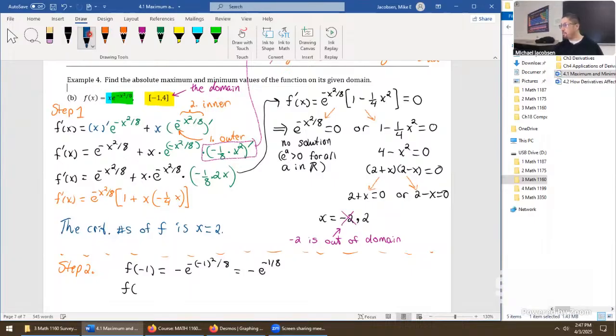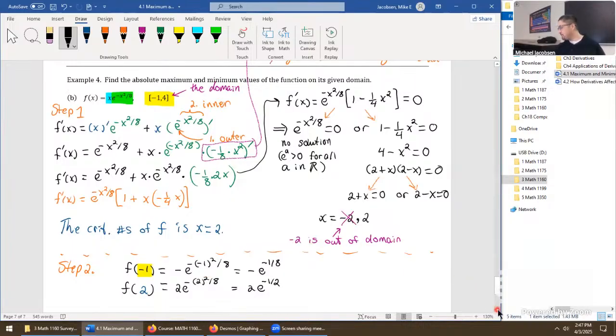Calculate f at the critical number. Let me highlight that one in yellow to say it came from the domain. Here's the one in blue, the critical number. Plugging 2 back in here, we have 2e to the power of -2 squared over 8, which is 2e to the power of, let's see, that's going to be a 4 divided by 8, so -1/2.